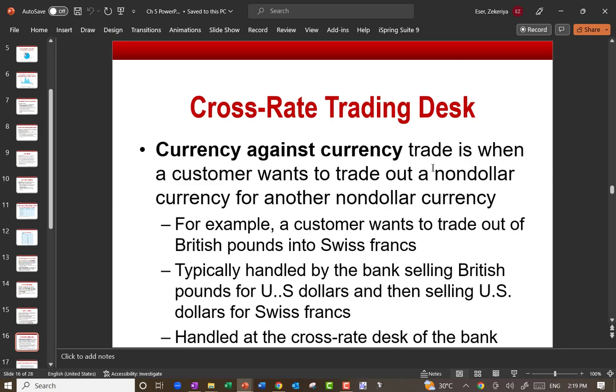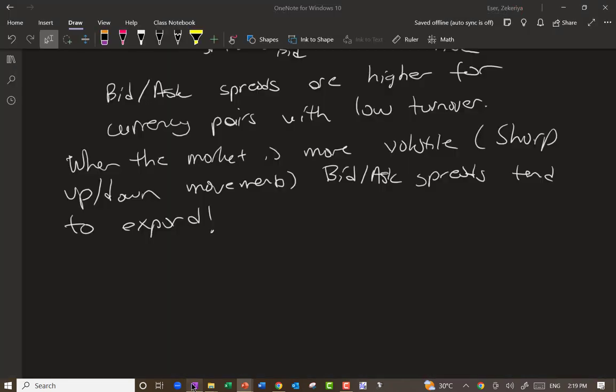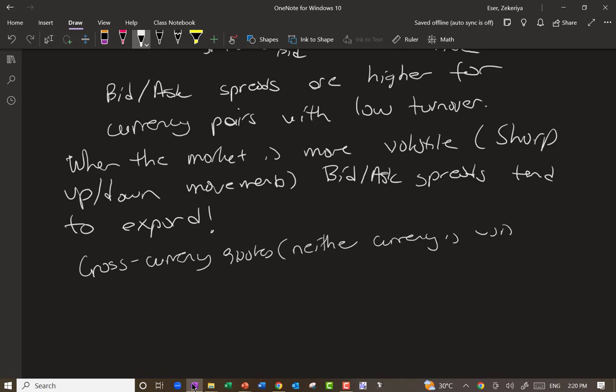They typically have cross currency codes. Neither currency is US dollar. Cross currency trades tend to have wider bid-offer spreads. It kind of makes sense.